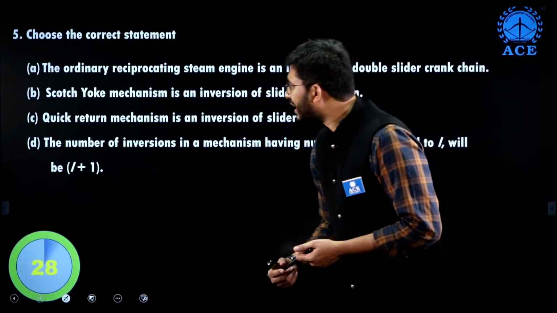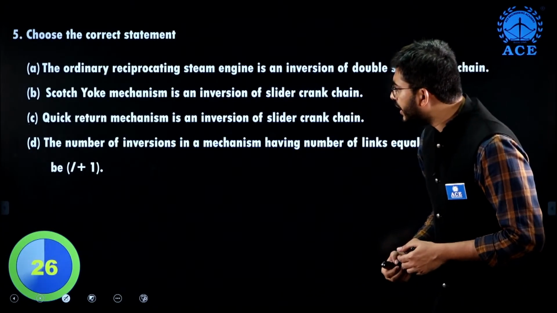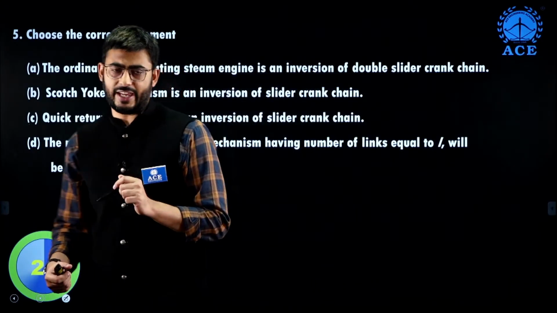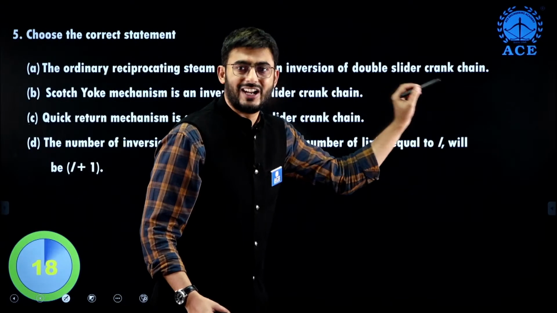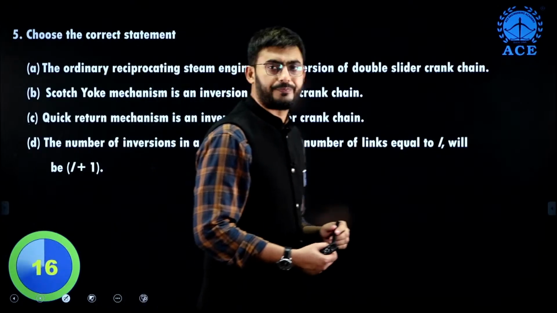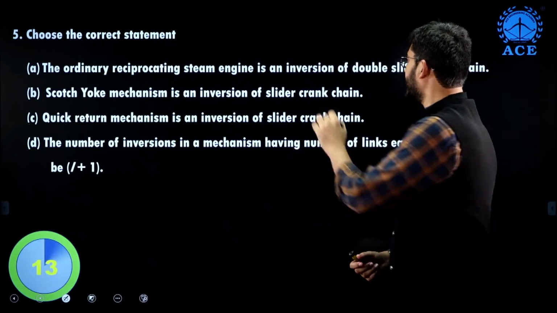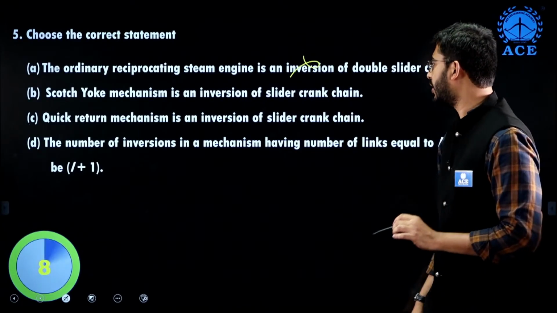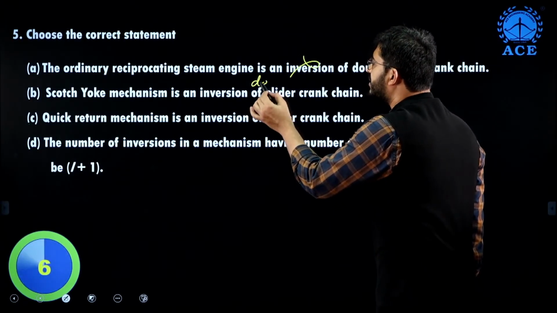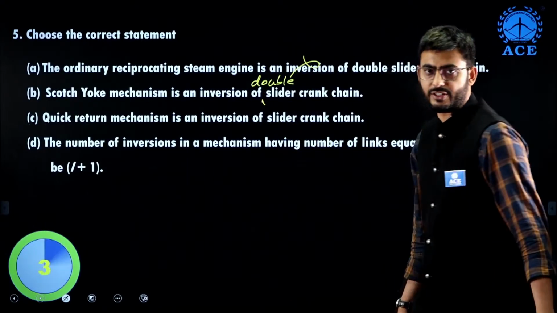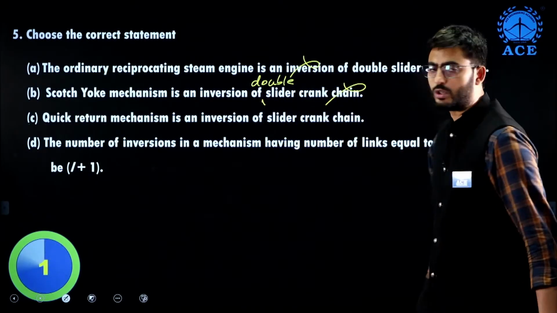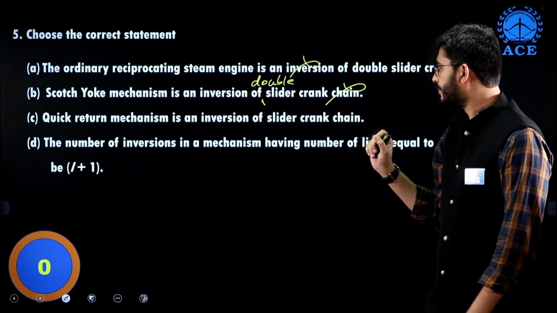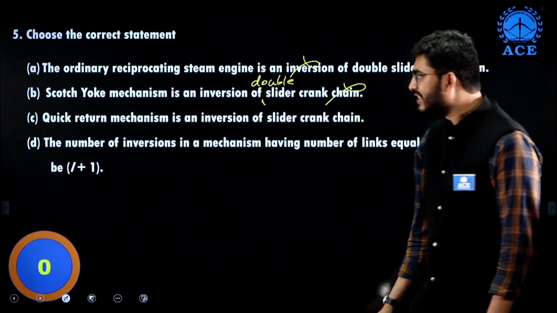Next one, choose the correct statement. The ordinary reciprocating steam engine is an inversion of double slider crank mechanism. No guys, it is the inversion of single slider crank mechanism. Option A is incorrect. Next is Scotch yoke mechanism is an inversion of slider crank. It is the inversion of double slider mechanism. So this is also out of the context. Next is quick return mechanism. Quick return mechanism is the inversion of crank slider mechanism.